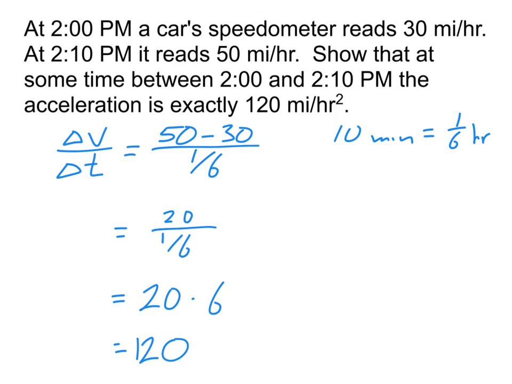Now this one they made a little bit easier on us. We didn't have to know the equation or anything like that. We just needed to verify that it had to be able to hit 120 miles per hour squared at some point there. And there we've shown that. We've shown that at some point it will have to have that acceleration.